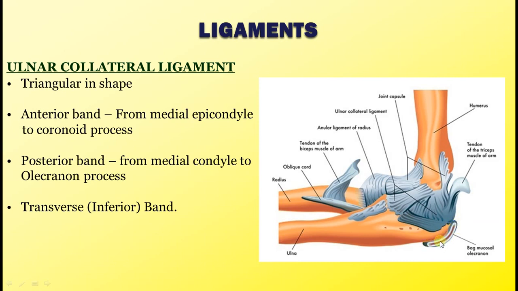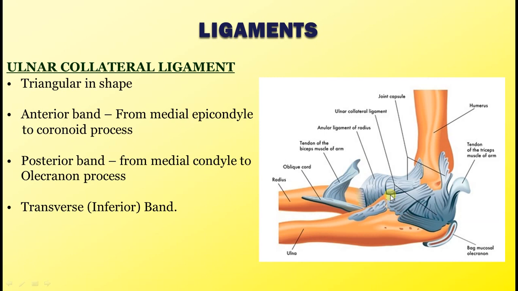There are three bursae around the elbow joint. One is the olecranon bursa. The other bursa will be seen near the insertion of the triceps muscle, so the olecranon process and the tendon of the triceps will be separated by a bursa which is present above the olecranon. Then in front you have a bursa between the tendon of biceps and the radial tuberosity. Because the tendon of biceps is going to get inserted into the radial tuberosity, there is a bursa between the tendon of biceps brachii and the radial tuberosity.